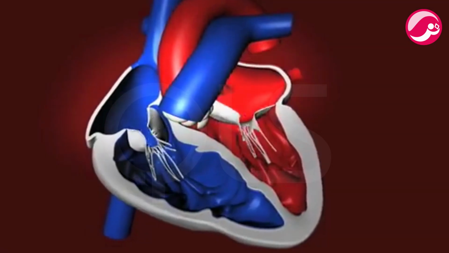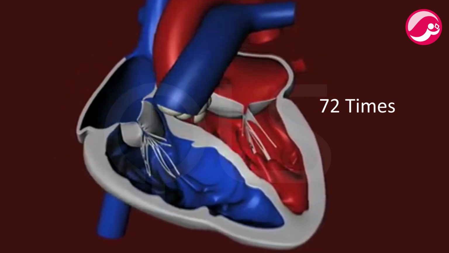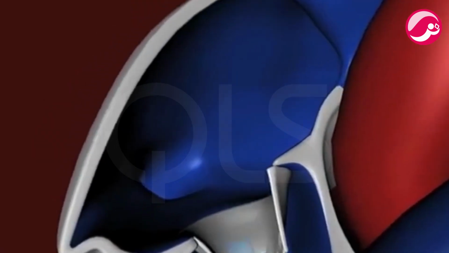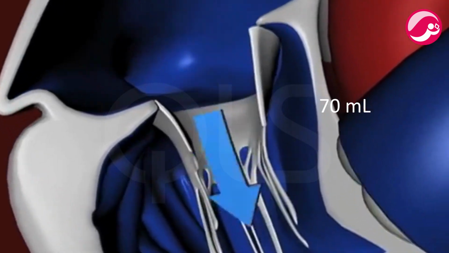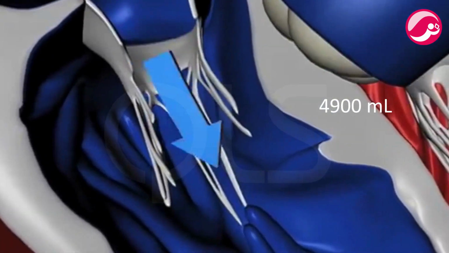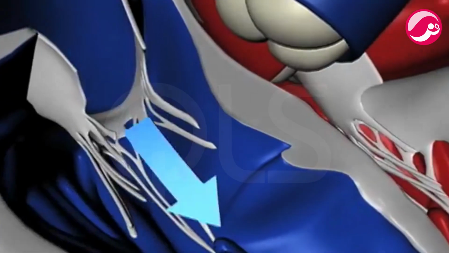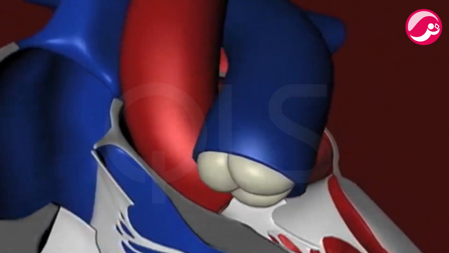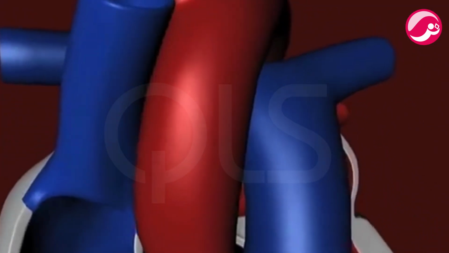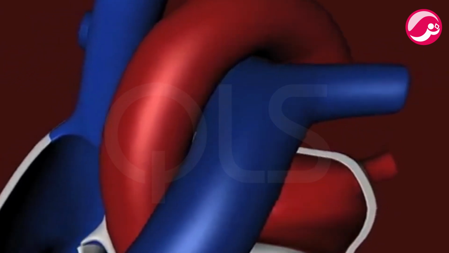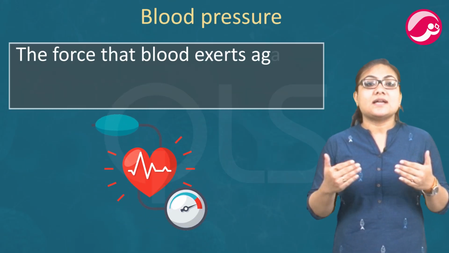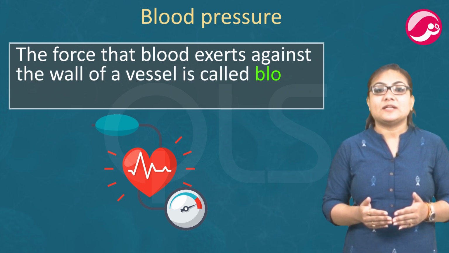The heart beats about 72 times per minute in a normal adult. In one cardiac cycle, the heart pumps out 70 ml of blood and thus about 4900 ml blood in a minute. Double circulation ensures complete segregation of oxygenated and deoxygenated blood, which is necessary for optimum energy production in warm-blooded animals. Now, blood pressure. The force that blood exerts against the wall of a vessel is called blood pressure.